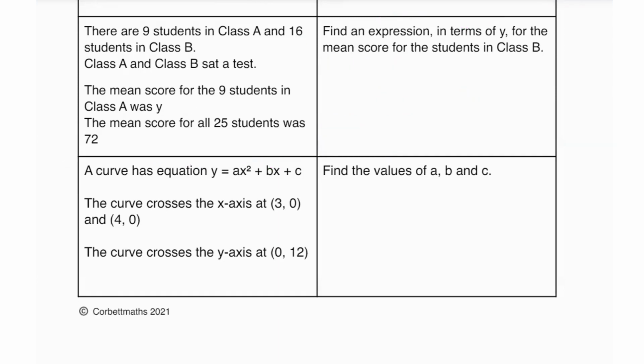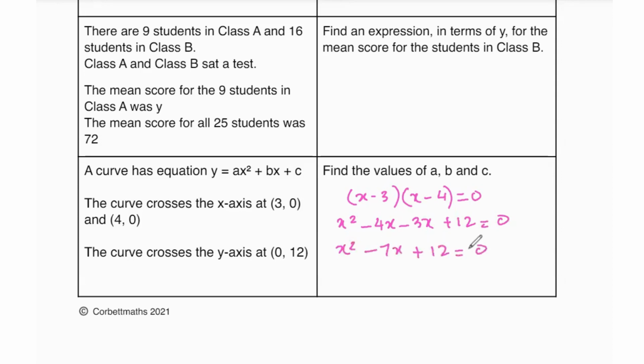Then it says the curve has equation y equals ax squared plus bx plus c. The curve crosses the x-axis at (3, 0) and (4, 0), and crosses the y-axis at (0, 12). Find the values of a, b, and c. So since these are the x-intercepts, x minus 3 times x minus 4 equals 0. If we expand this, that's going to be x squared minus 4x minus 3x plus 12, so x squared minus 7x plus 12 equals 0.